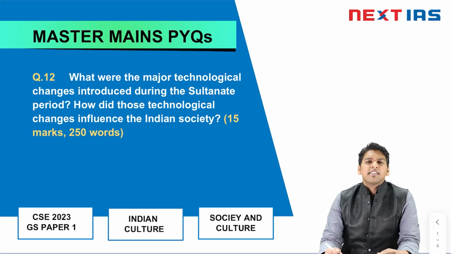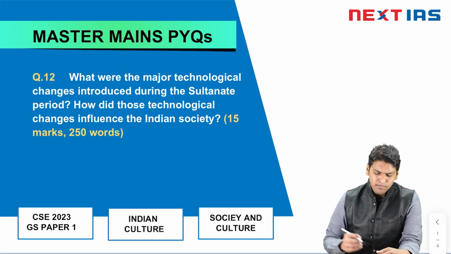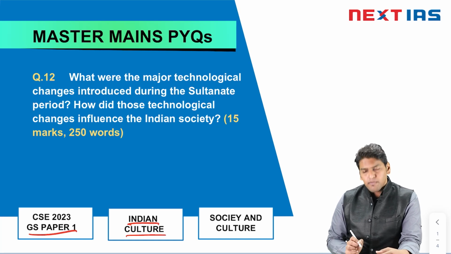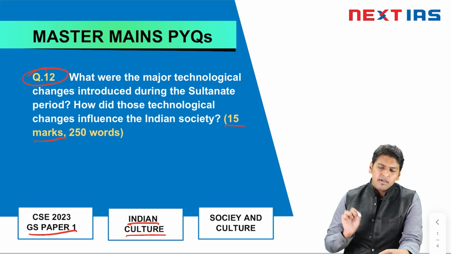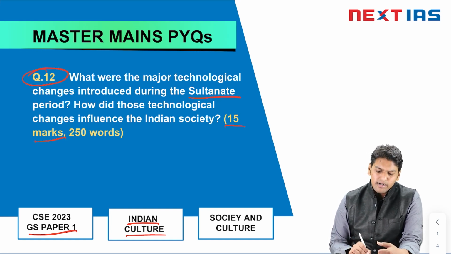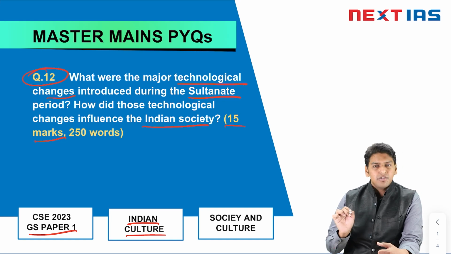Today we will be discussing another question of CSC 2023, paper 1. This question is from the Indian culture part. It was the 12th question of 15 marks. It talked about the contribution of Delhi Sultanate towards the technological changes introduced and its impact on Indian society.